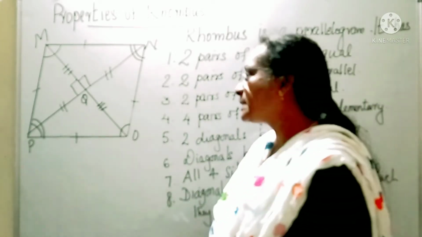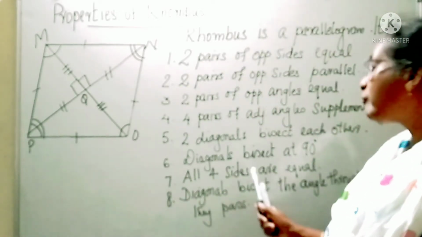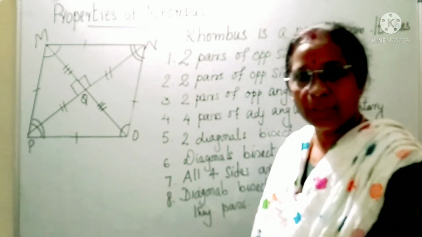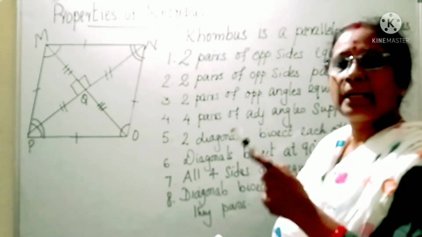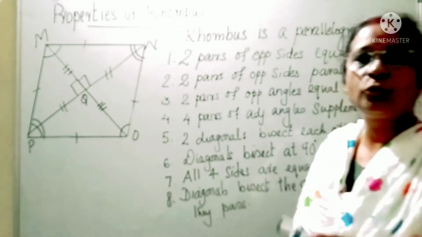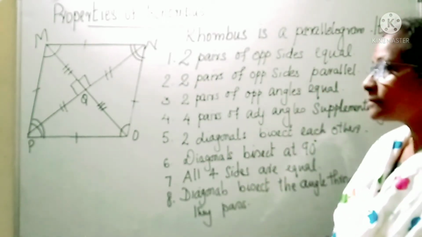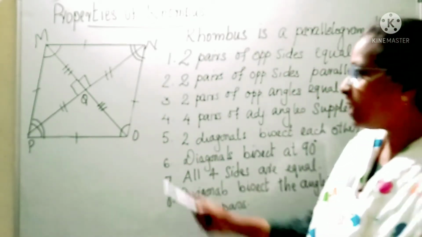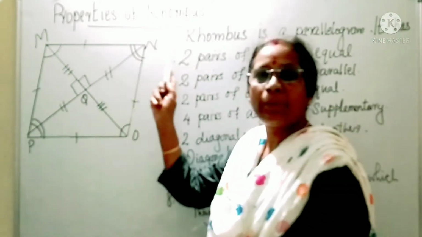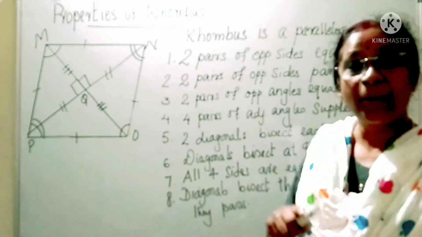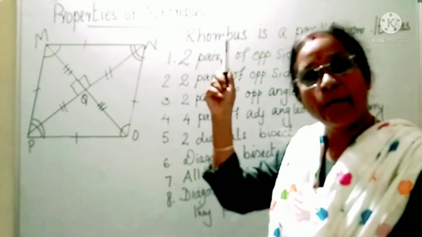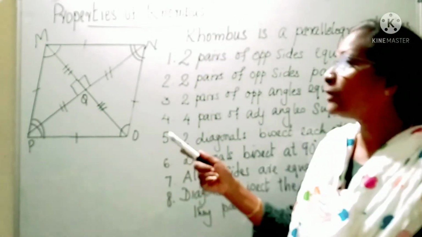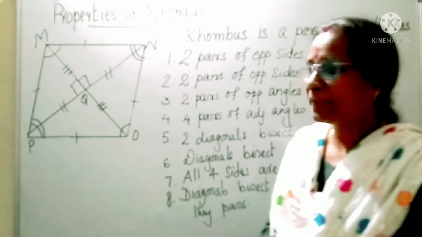Another speciality is that all four sides are equal. In a square, all four sides are equal. Similarly, in a rhombus also, all four sides are equal. So, can you call this a square? No, because here the angles are not compulsorily 90 degrees. But you can call a square a rhombus. Square is a rhombus, but rhombus is not a square.